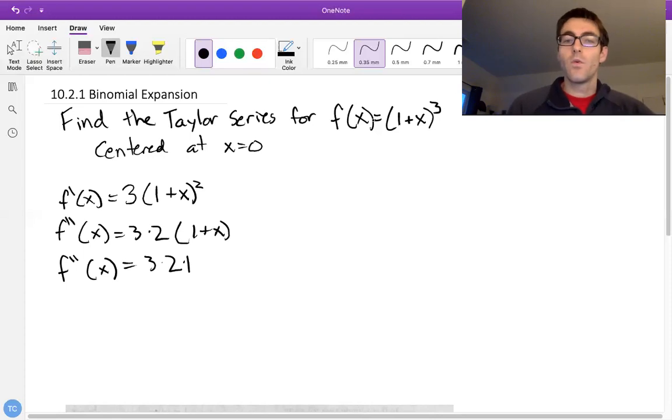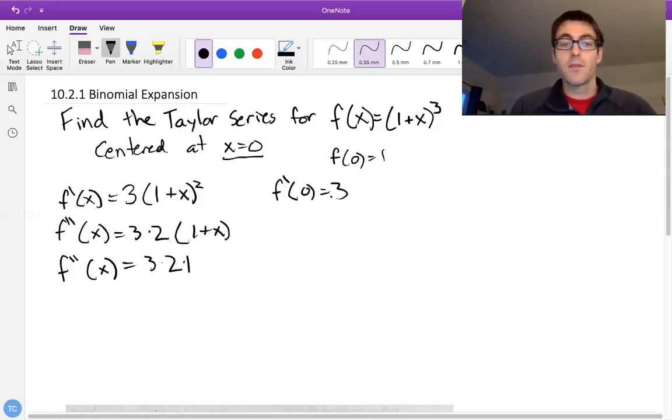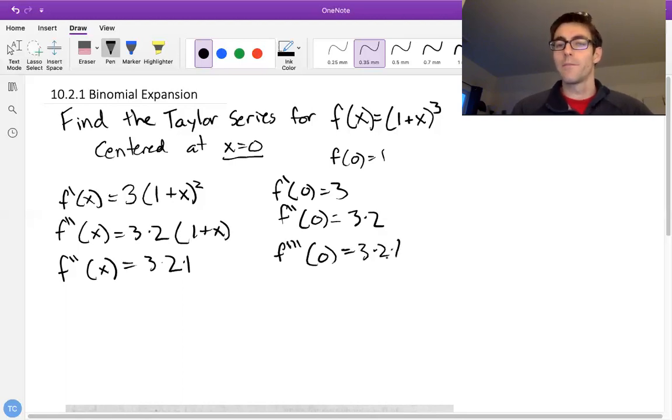Okay, so we don't actually necessarily need the derivatives. We need the derivatives evaluated at the point in question. So we're going to plug 0 into each of these derivatives, and we're going to see that, well, first off, our f of 0 is 1, but our f prime of 0 is 3. Our f double prime of 0, I'm going to leave this as 3 times 2. We're trying to spot a pattern here. And our f triple prime of 0 is 3 times 2 times 1.